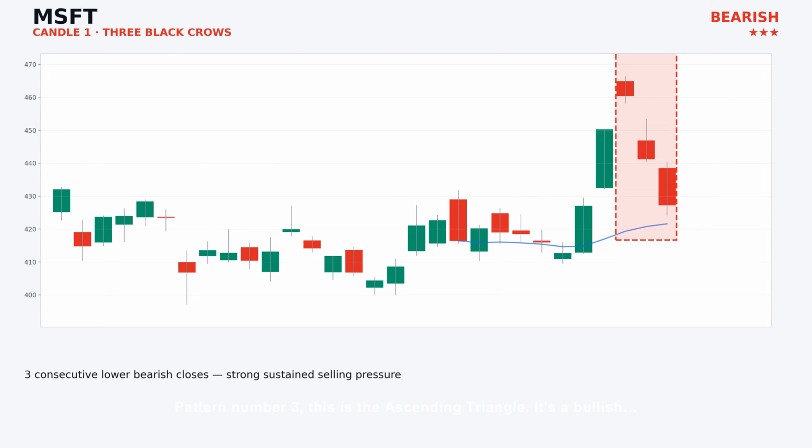Candle signal number 1. 3 black crows just formed on the last 3 candles. See the dashed box on the chart? That's where it printed. It's a bearish read with 3 out of 3 strength. 3 consecutive lower bearish closes. Strong, sustained selling pressure. What you want to see next is follow through on the very next bar. That's the confirmation that turns a signal into a trade.